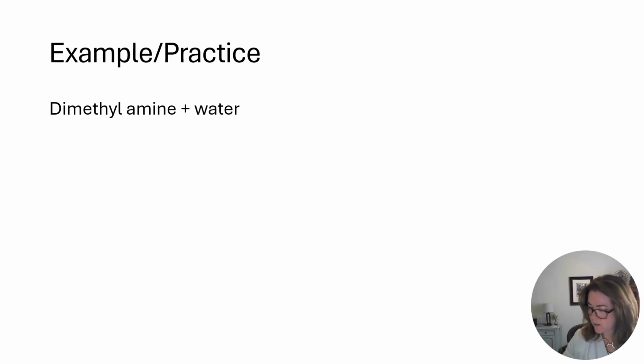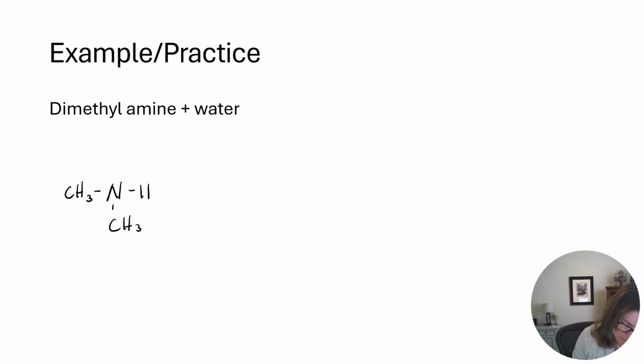All right, so in this particular slide, I'd like you to pause the video, see if you can write out dimethylamine, and then see if you can complete this reaction. So here we have dimethylamine. Dimethylamine has two methyl groups on our amine. So here's my nitrogen, a methyl group, and a hydrogen. So again, remember that the nitrogen has two lone pairs on it.